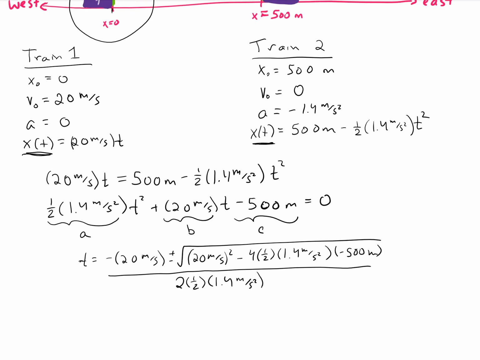And this is kind of messy, but you can plug it into your calculator, and you should get that t equals either minus 44.6 seconds or 16 seconds. And we're going to pick the 16 seconds as the reasonable physical answer because we're saying that this problem starts at time t equals 0. That's when the second train starts accelerating. We don't know what happens at negative time, so that's not a reasonable answer. So we'll choose the 16-second answer.